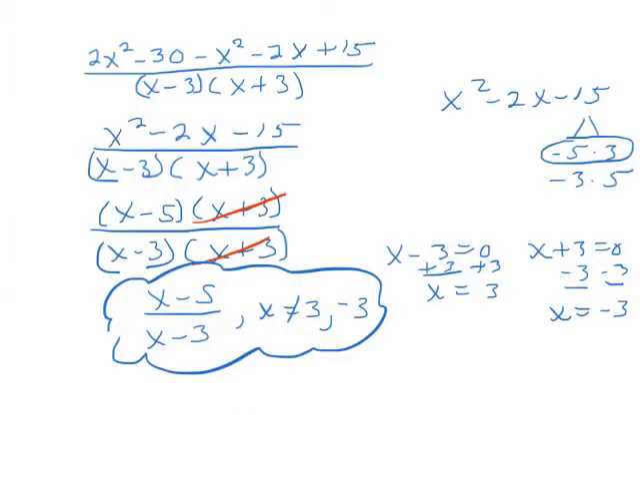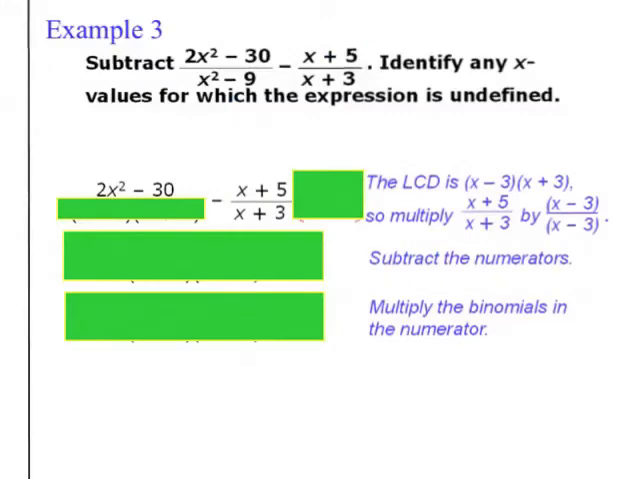Let's try one more. But in this one, I want you to see the difference. This time it says subtraction in there. Okay, now when you do an addition or a subtraction, you do it the same way. The only difference is when you combine like terms on the top, you have to distribute that negative first. Okay, go ahead and pause it. Now I want you to work through this one, and then we'll play with it together.